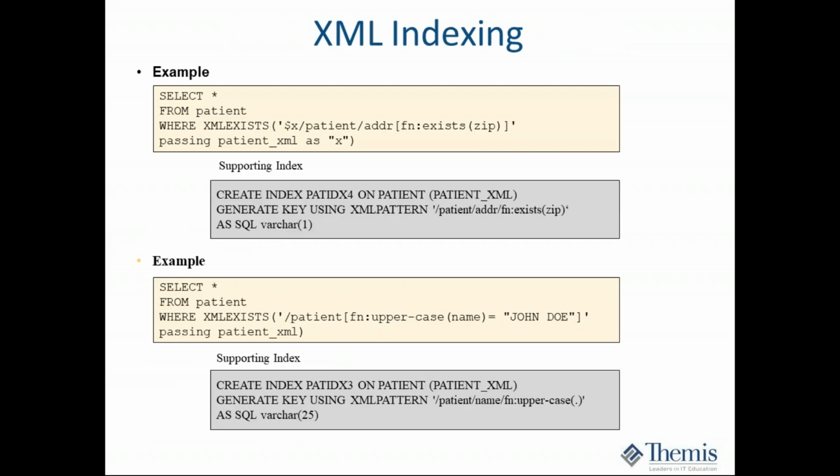You can use XML exist logic. I want all the rows of data that, within their document, have something that exists in there, some certain values. And we can create indexes to speed up looking through those XML documents for a certain part of the document that has a value.